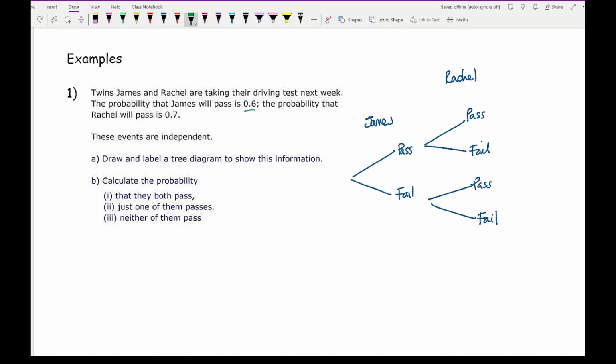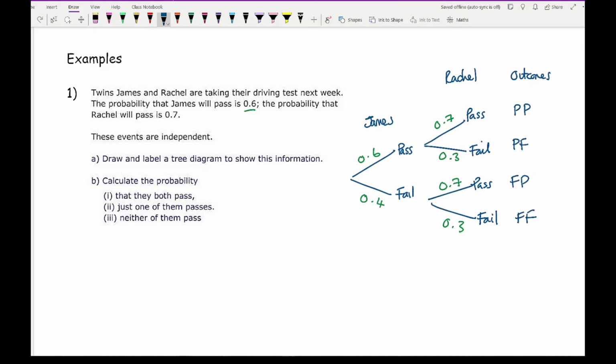Then we need to write down the probabilities, which are given to us in decimals. If the probability of James passing is 0.6, well, he can either pass or fail, so the probability of him failing is 0.4. And the probability of Rachel passing is 0.7, so the probability of her failing is 0.3. And as we mentioned, the events are independent, so they are going to be the same. The last thing to do is write down the outcomes: pass pass, pass fail, fail pass, and fail fail.